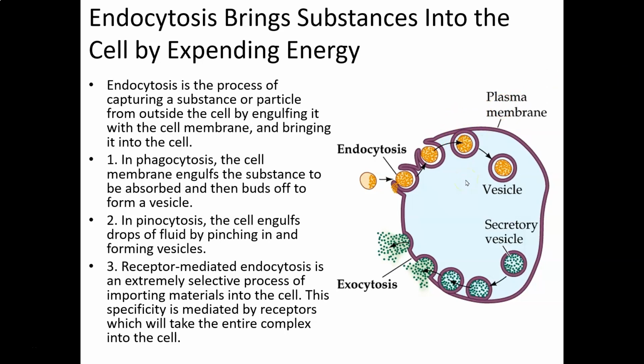And then what happens is typically the receptor and the entire complex gets absorbed into the cell. So three types of endocytosis. Endocytosis means bringing things into the cell. Phagocytosis: the cell membrane engulfs the substance and absorbs it into the cell. Pinocytosis: the cell engulfs a liquid and then pinches off and makes a vesicle, bringing it into the cell. And then receptor-mediated endocytosis, where you bring the receptor and whatever is bound to the receptor, the entire complex, into the cell.